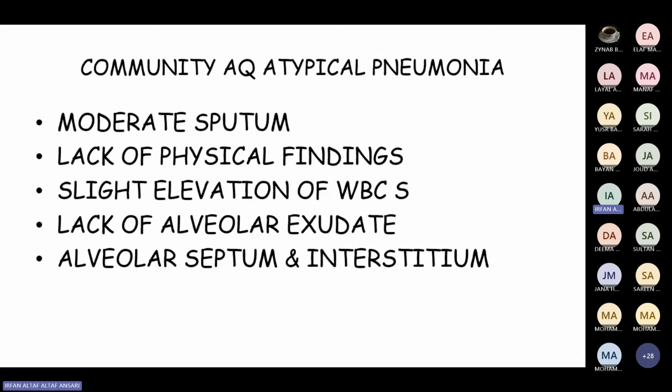So why do you call it atypical pneumonia? Because there is not much sputum production, not much physical finding, not much fever. You don't find other findings of infection, not very highly elevated WBC, which is usually associated with typical pneumonia. There is no alveolar exudate, not much consolidation, but the alveolar septum and interstitium will be more involved here. Exudate will be less, but the septum and interstitium will show inflammation. That's why it is called community acquired atypical pneumonia. So we will not find the findings of typical pneumonia: not much sputum production, not much physical sign, not much elevated WBCs, not much alveolar exudate, but much alveolar septal and interstitial infiltrate.